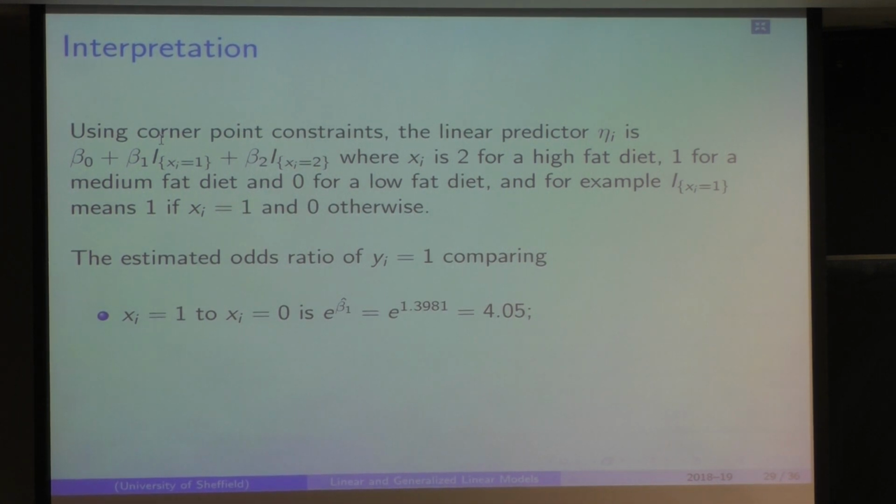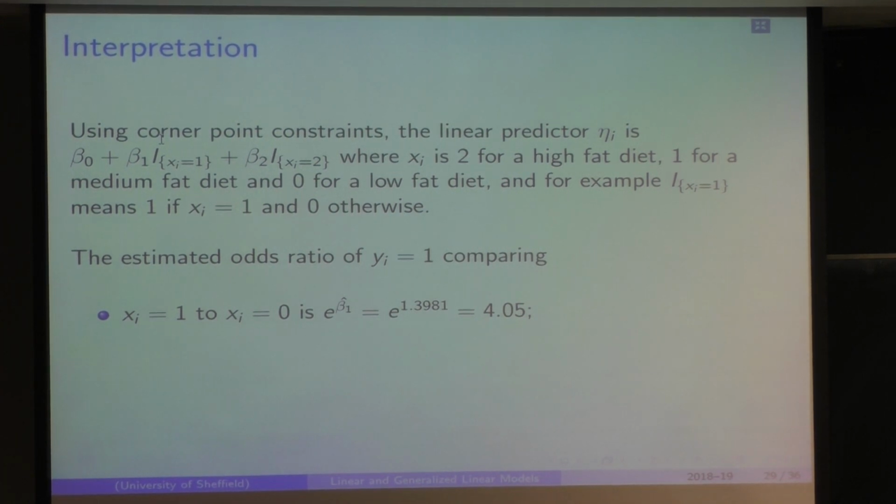So the ratio between the two odds will be e to the beta 0 plus beta 1 divided by e to the beta 0, which is e to the beta 1. And if we want an estimated odds, then we need to use our estimate of beta 1 here. So e to the beta 1 hat.